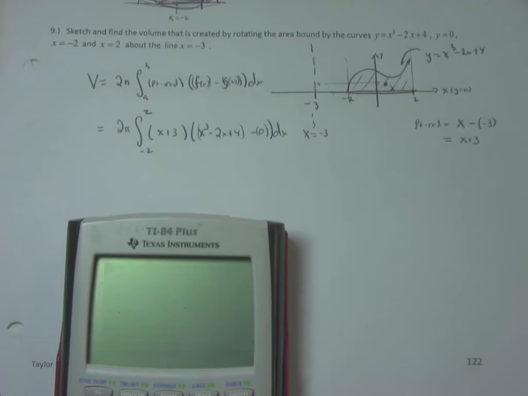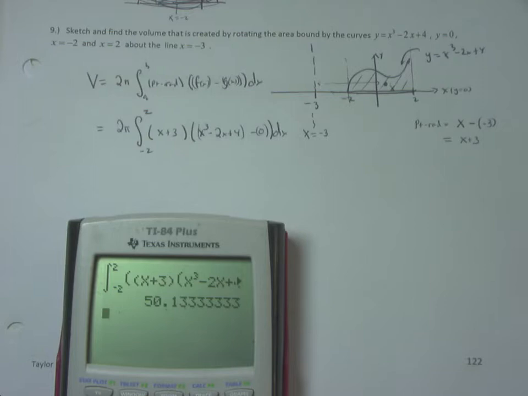So go to my math number 9, integral between negative 2 and 2 of, parentheses, your point radius, x plus 3, times your function x cubed minus 2x plus 4 minus 0, okay, I'll just throw that one off, make it close parentheses, dx.